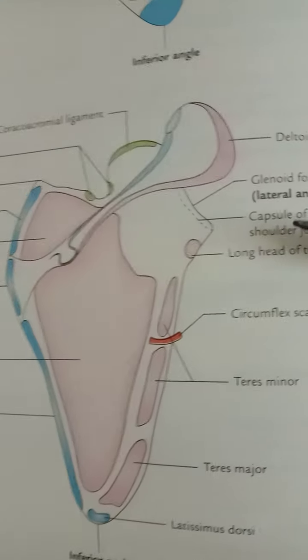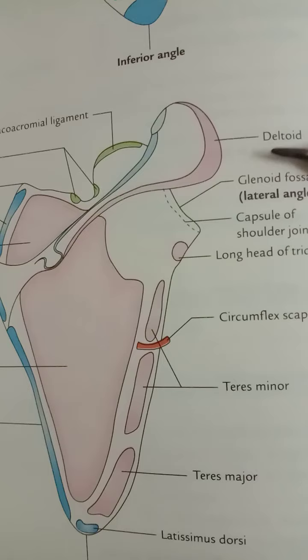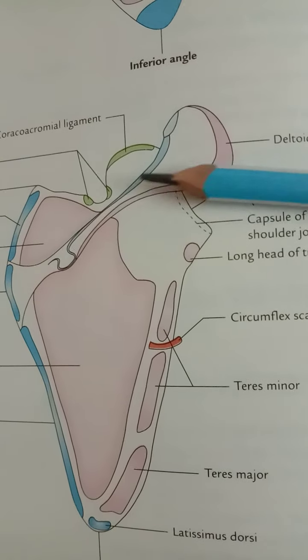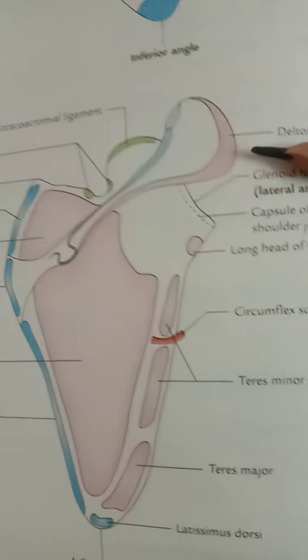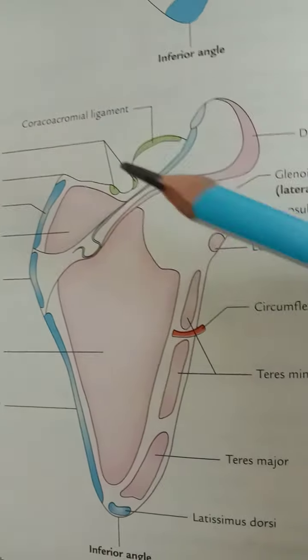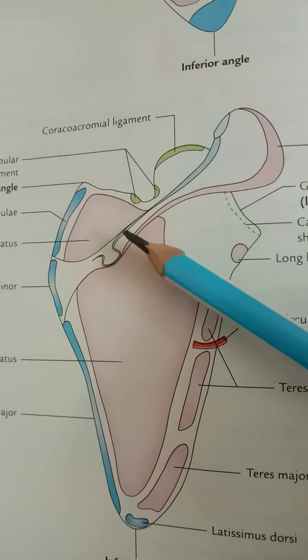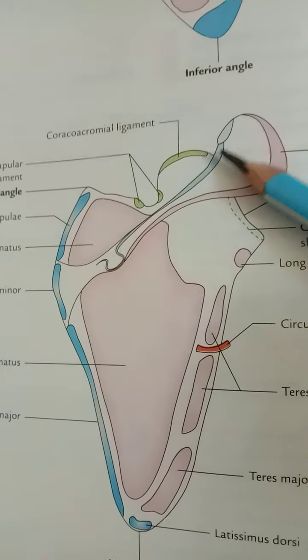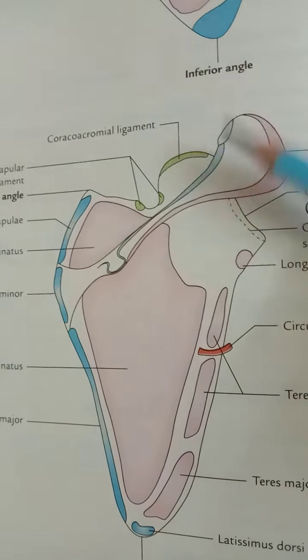Then the deltoid arises from the lower border of the crest of the spine. So here you can see that is the deltoid. Then the trapezius is inserted to the upper border of the crest of the spine. So here the blue line is seen. That is the insertion of the trapezius.